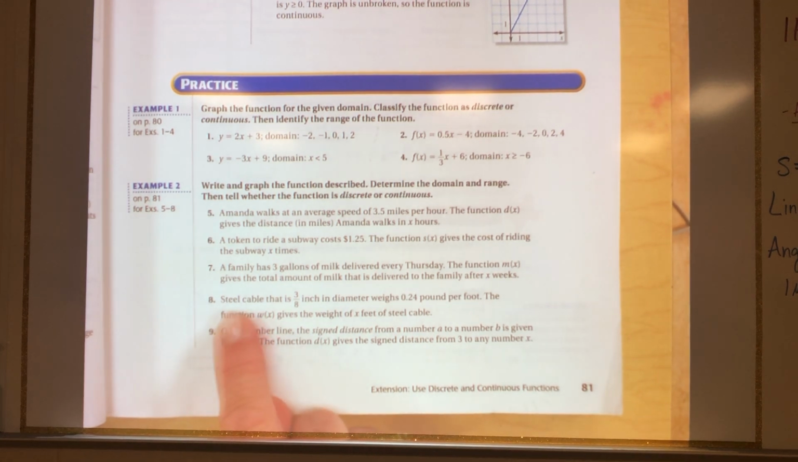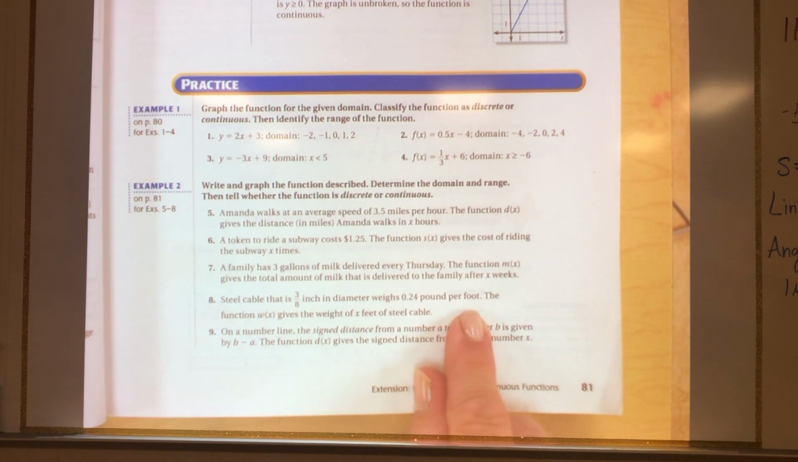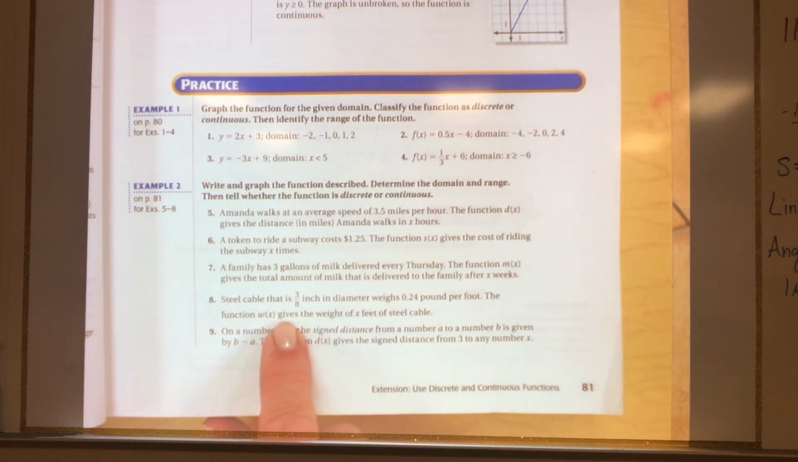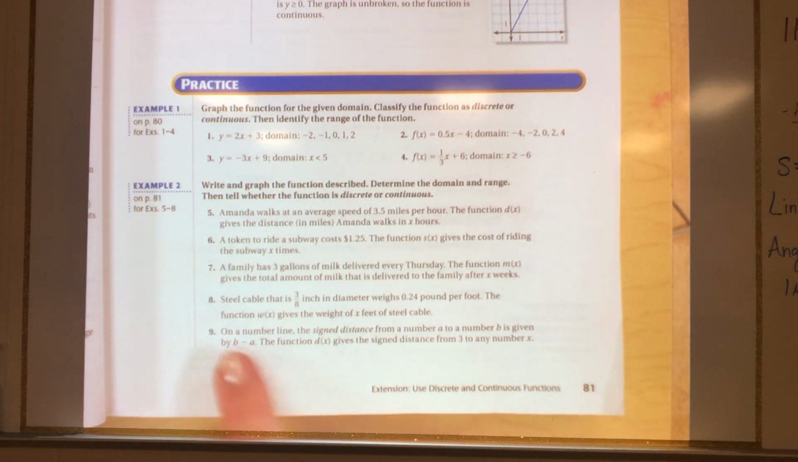Okay, number 8 says steel cable that is 3/8 of an inch in diameter weighs 0.24 pounds per foot. The function W of X gives the weight of X feet of steel cable. So X is the number of feet of steel cable. Discrete or continuous? Continuous, because you can buy 1 foot or 1.1 foot or 1.2, 1.3. That's the way my brain kind of thinks about it. It's kind of making it an inequality without using an inequality sign. I can do the in-betweens.